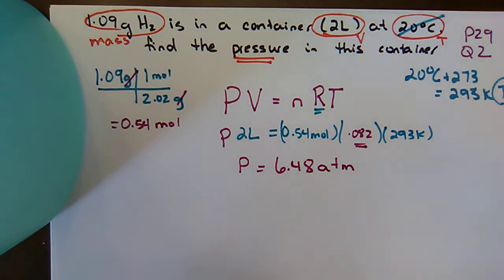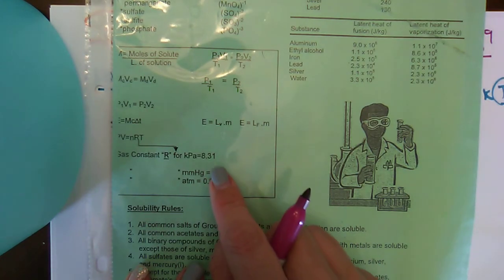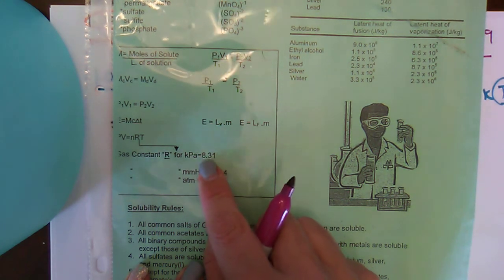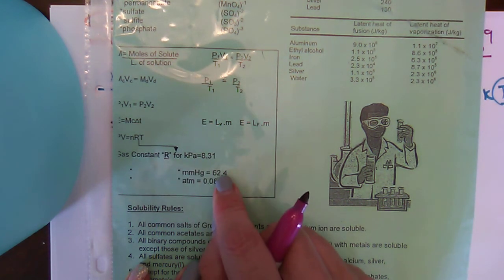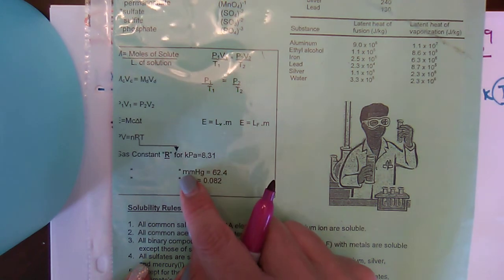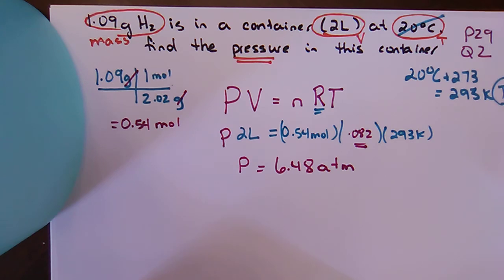Now, if you picked a different R value, for example, if you just substituted in 8.31, then the pressure would have come out in kilopascals. Had you picked the number for 62.4, your pressure would have come out in millimeters of mercury. And any of those could be absolutely correct. So I hope this helps a little bit.